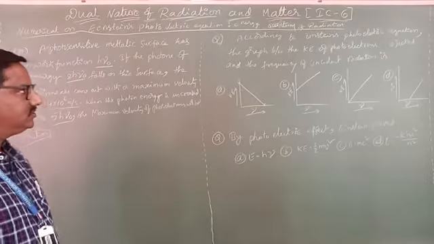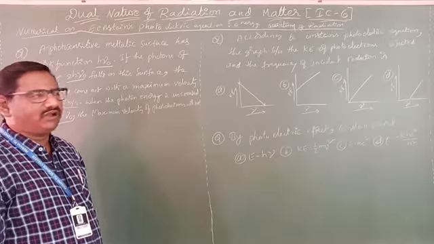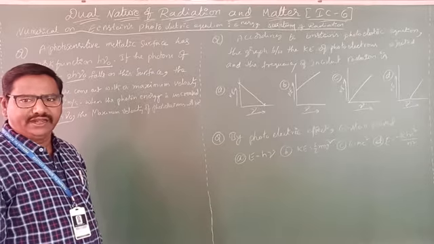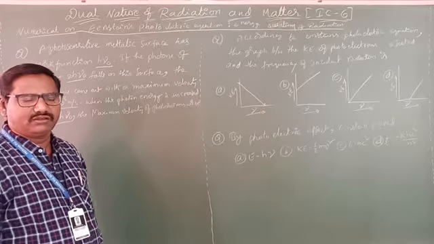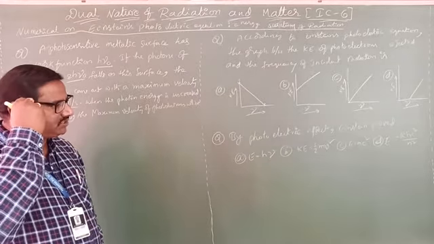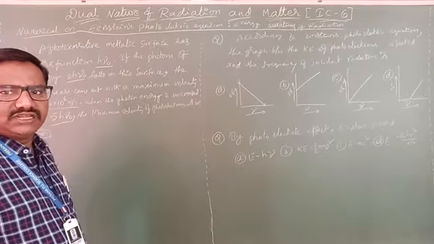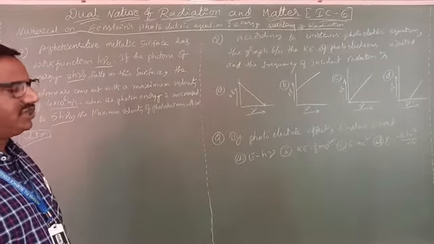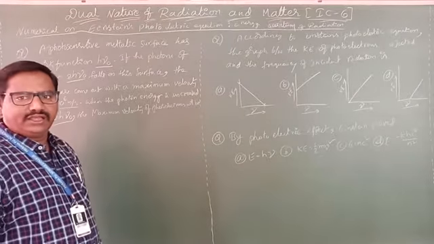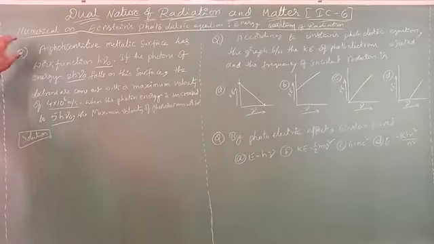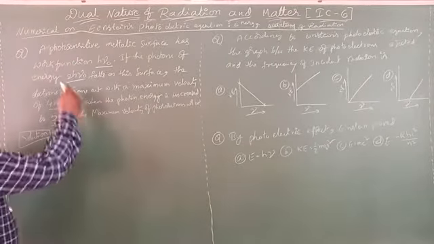Good morning, students. Today we are discussing dual nature of radiation and matter in the integrated video 6. In the 5th video we already solved some numericals on the same concept, Einstein's photoelectric equation and energy of quantum radiation. In this one, there are some other numericals. Here they gave one numerical: a photosensitive metallic surface has a work function.